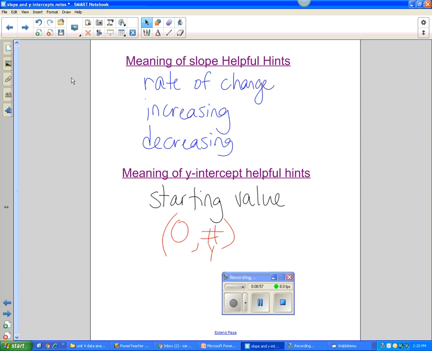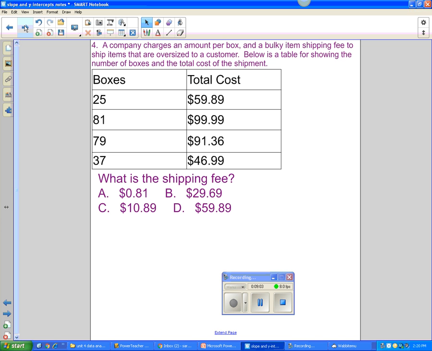All right, anybody need more time to write? Sure. All right, number 4. Okay, here we go. We got this. Number 4. A company charges an amount per box, and they charge a bulky item shipping fee to ship items that are oversized to the customer. Below is a table showing the number of boxes and the total cost of the shipment. What is the shipping fee?